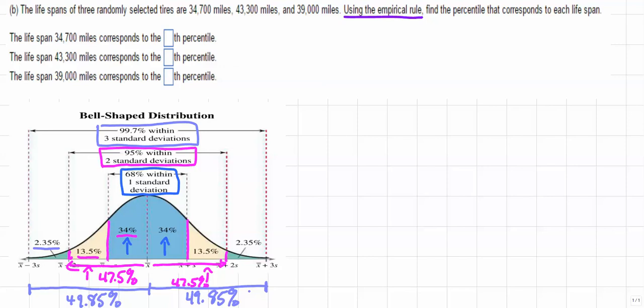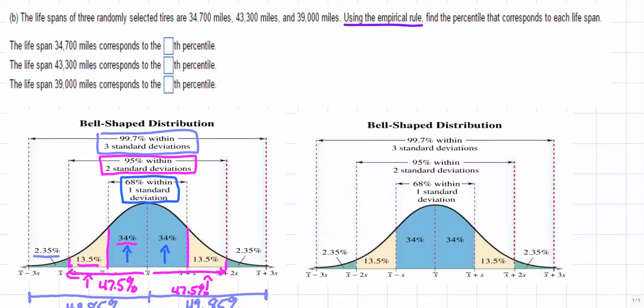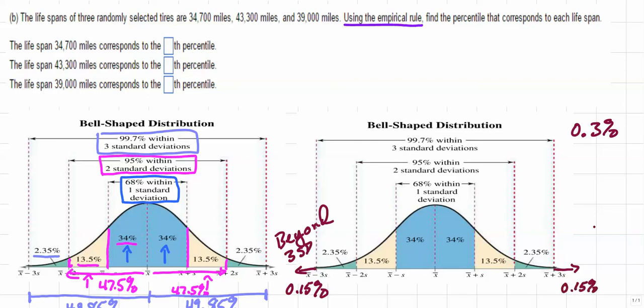Now, in order to understand percentiles for this, what we need to do is start from the far left of the bell-shaped distribution. So, as I've stated, 99.7% of the data values fall within three standard deviations. That means that outside of three standard deviations of the mean, we have 0.3%. In other words, on this far left, we'll have 0.15%. That's going to be beyond three standard deviations. And over here, we'll also have 0.15% that will be beyond three standard deviations.